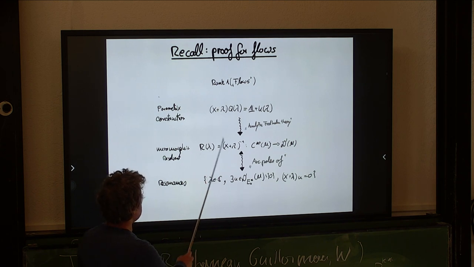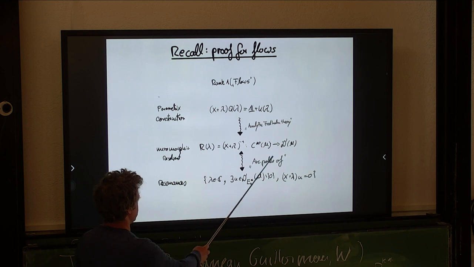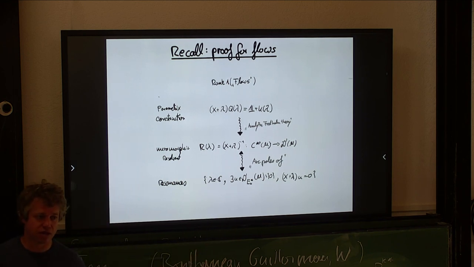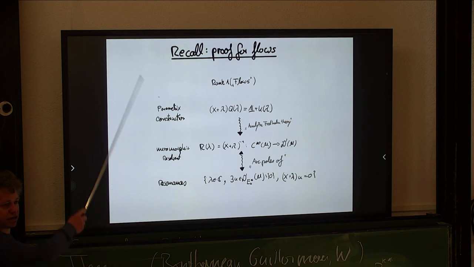And then the rest is straightforward. You have analytic Fredholm theory, which tells you that the resolvent is meromorphic, and the poles are these discrete Ruelle resonances. And now, in my eyes, the most challenging thing in this project was to understand what replaces this machinery.